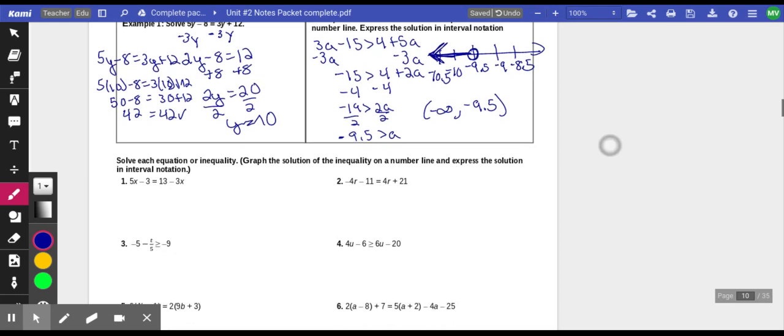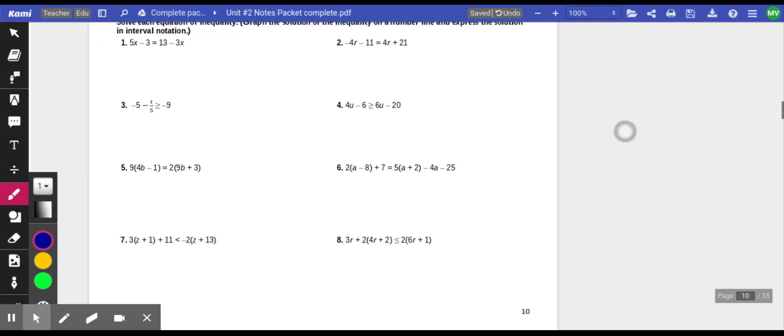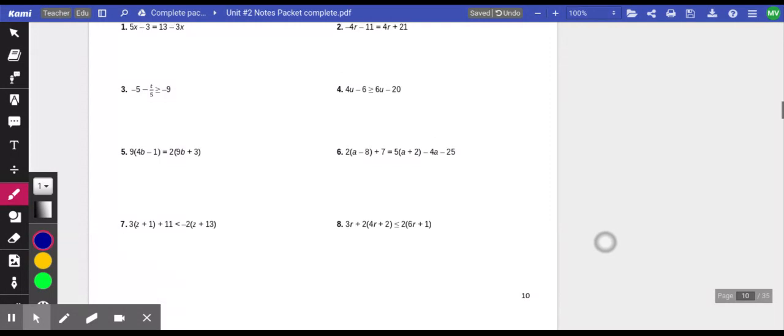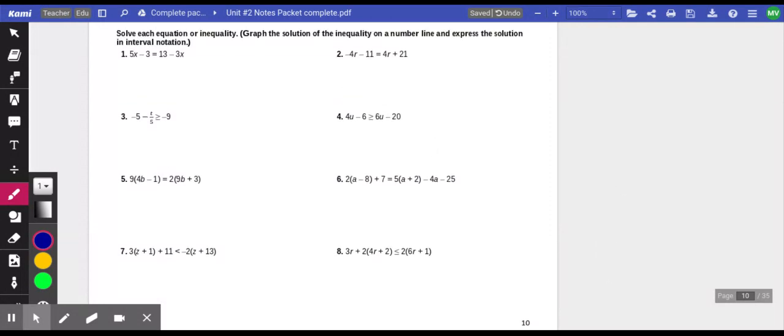So I would like you to pause, and I would like you to solve 1 through 8, come back and check, and then we'll go over the rest.